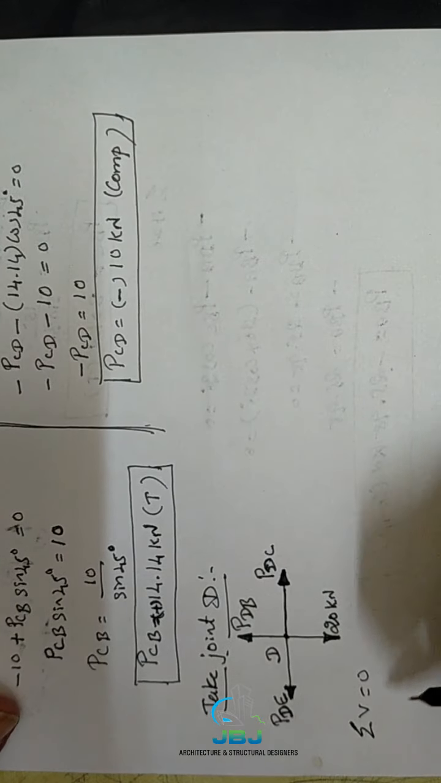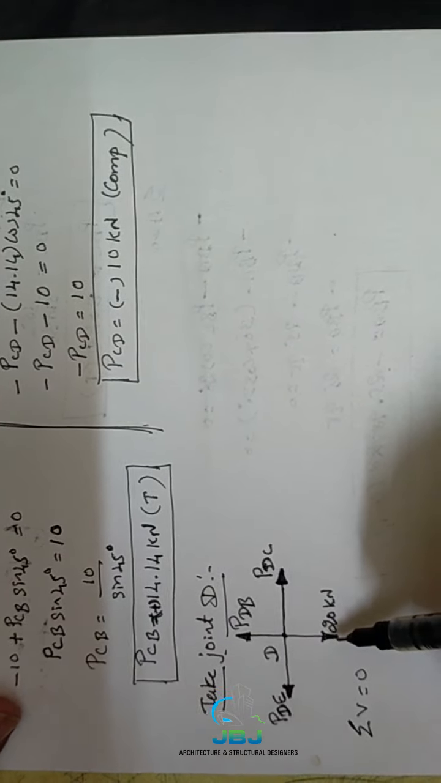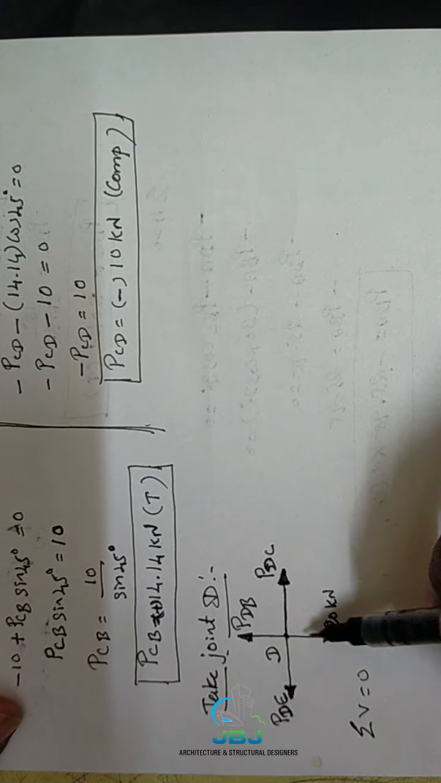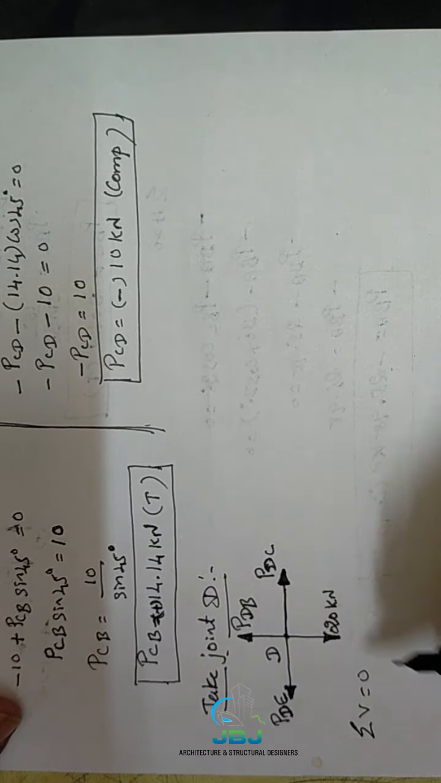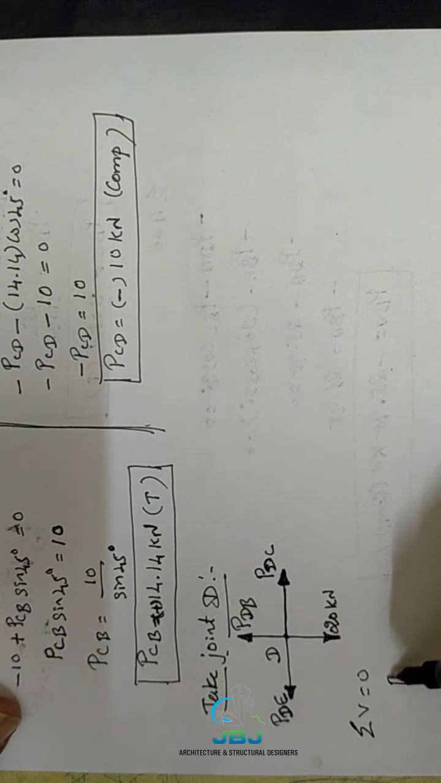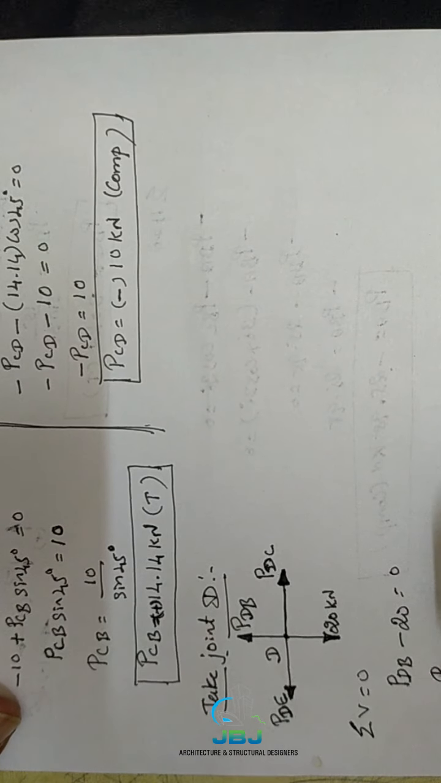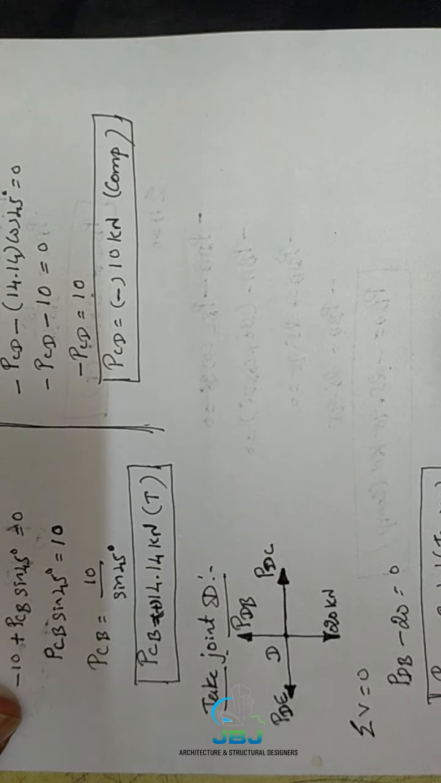First of all, our assumption is summation of vertical components equals 0. Look here, how many vertical components are there? There are two vertical components, right? One is the point load, and the other is the PDB member. So we can write PDB, acting upward, as positive, and the point load acting downward, minus 20, equal to 0. So PDB equals 20 kilonewton. We get a positive result, so our assumption is right. This member is a tension member, carrying tension force.